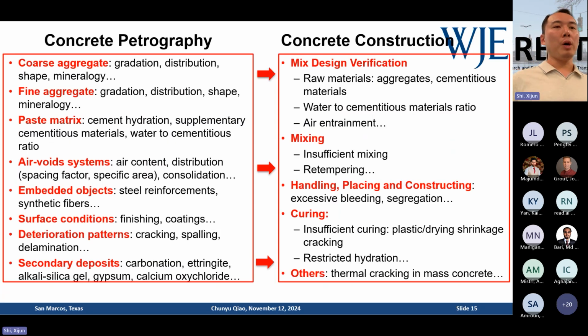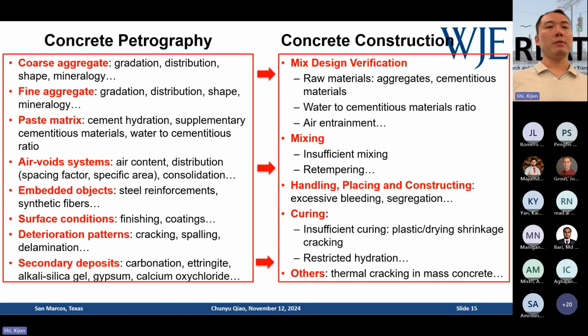So what do we look at using microscopes when we do a petrographic examination in the lab? It's like you have a sample, and how do we start? Basically, we start from the components. We all know the four major components in concrete. First is coarse aggregate, of course. Second, fine aggregate. Third is the paste matrix. The fourth is the air void system.